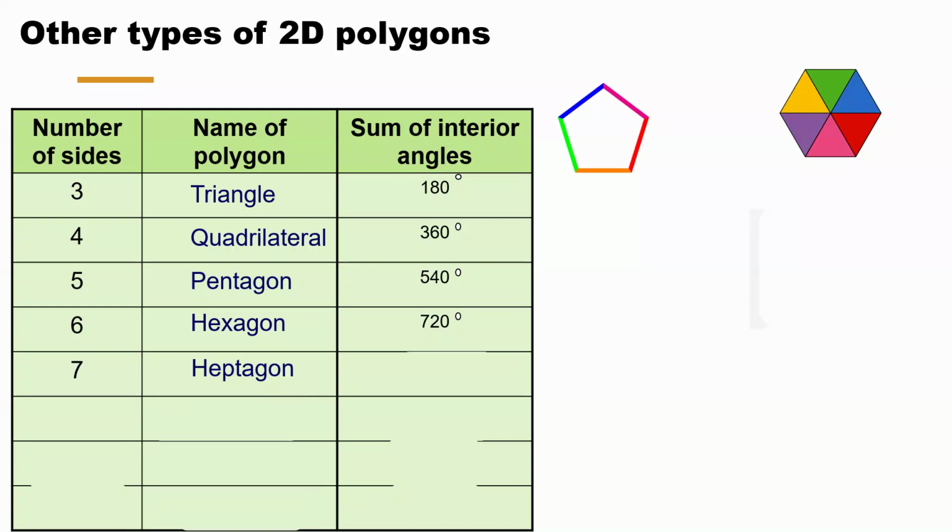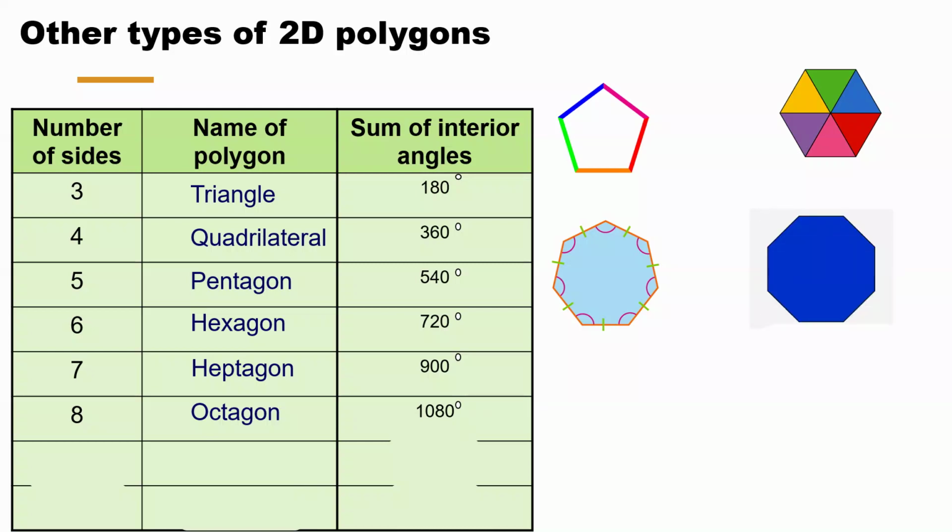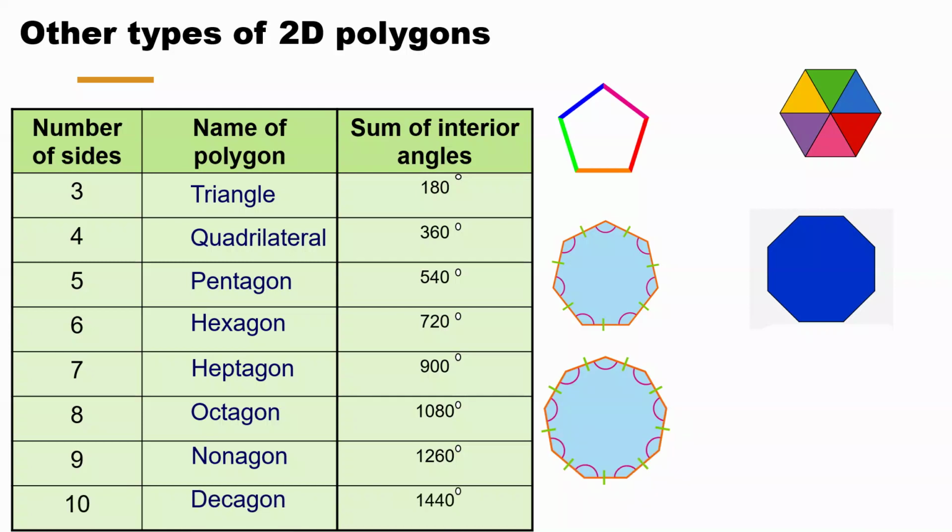Seven-sided shape, which is the heptagon, 900 degrees, and it looks like this one. Eight-sided shape, which is the octagon, 1080 degrees, the sum of interior angles, and it looks like that one. Nine-sided shape, which is nonagon, 1260 degrees, it looks like this one. 10-sided shape, decagon, and it's 1440 degrees, and it looks like this one.